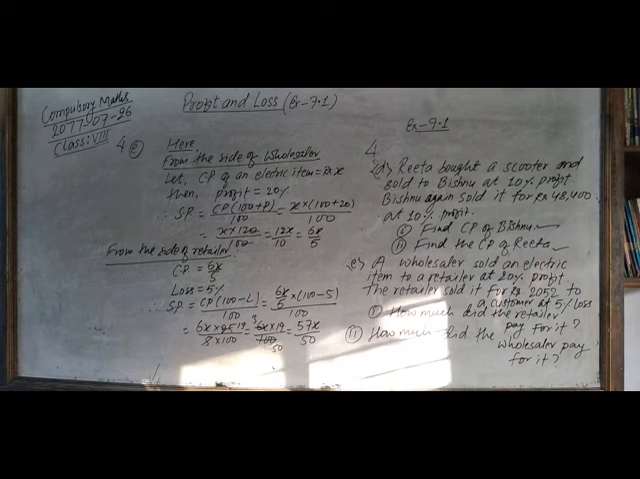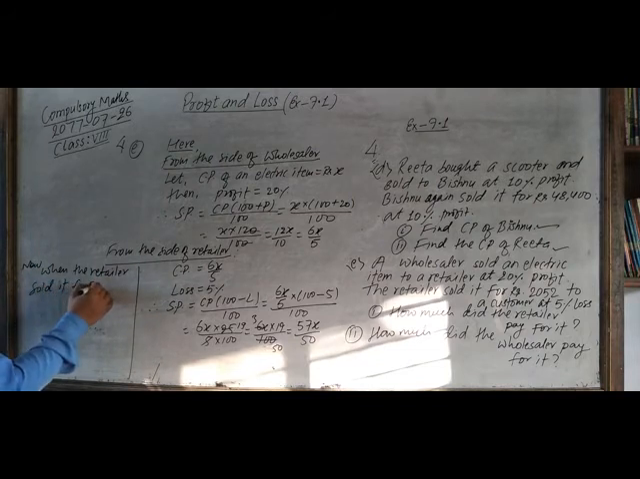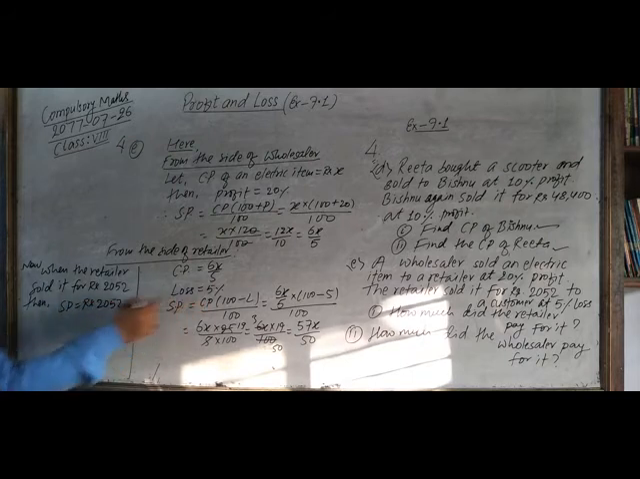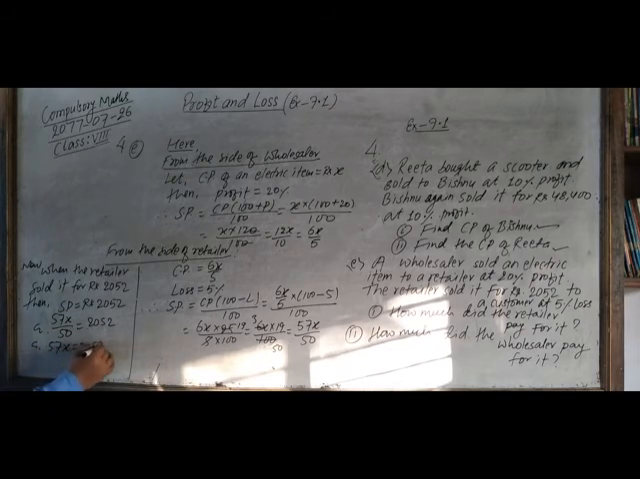So at last, the retailer sold it for rupees this much. So we can write here, when the retailer sold it for rupees 2052, then selling price equals rupees 2052. So we have got the selling price, that is 57x divided by 50 equals 2052. Now we can find 57x equals 2052 into 50. We can find the value of x, that is 2052 into 50 whole divided by 57.